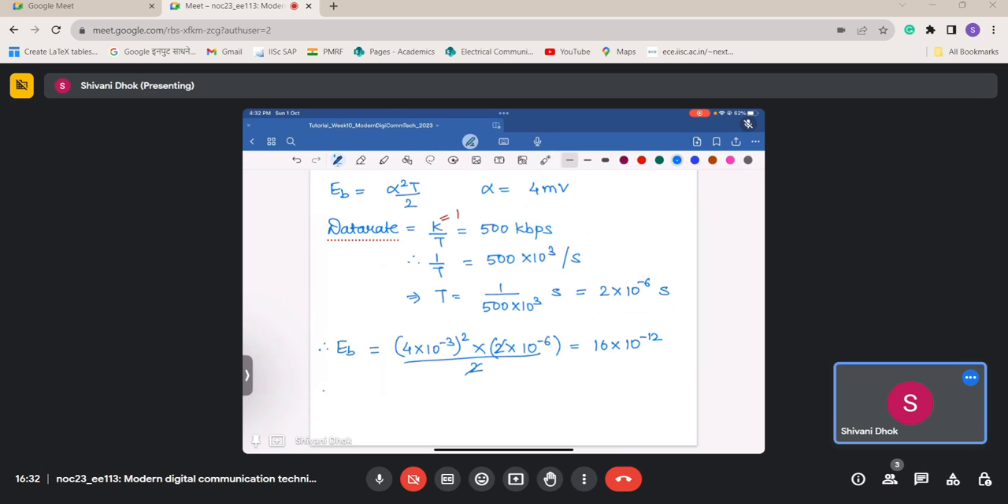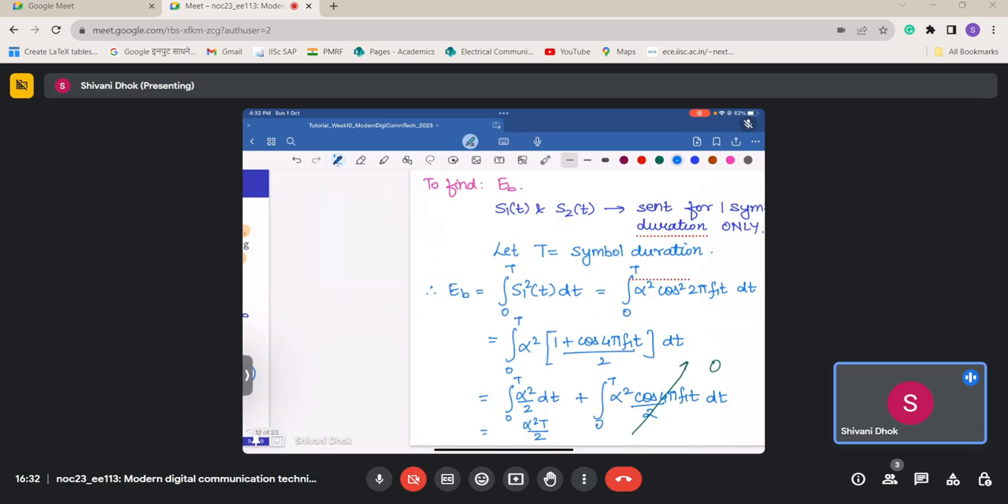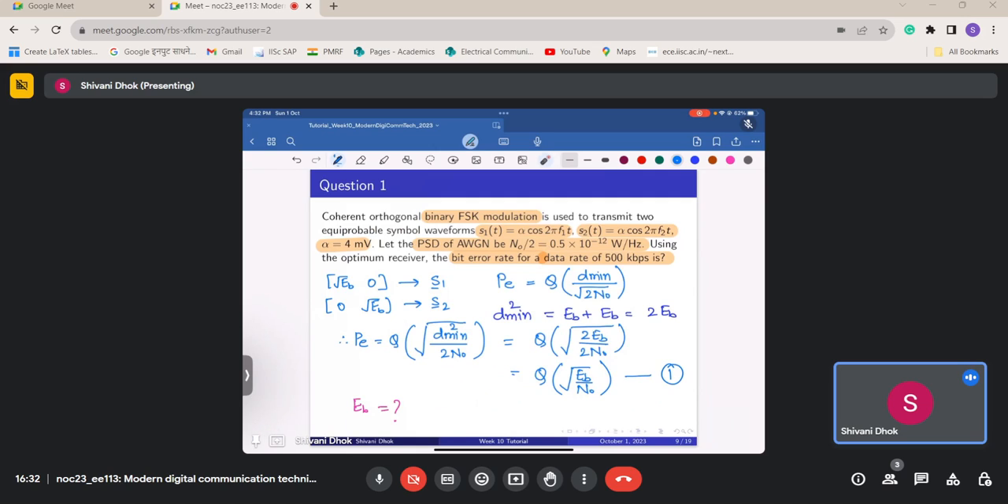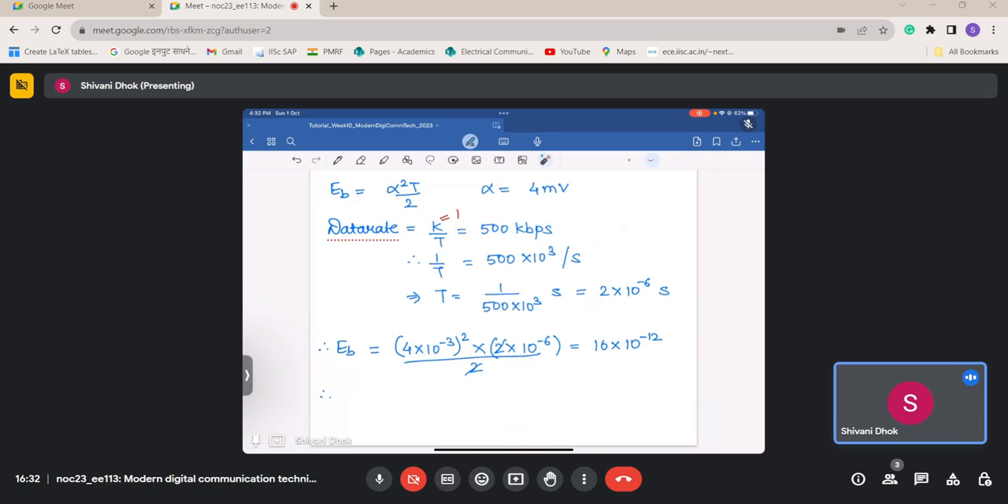So therefore, if we get back to what we have derived in our equation 1, this probability of error is Q function of under root Eb by N0. So let's substitute it here. From equation 1, probability of error is equal to Q function of under root Eb by N0, which is equal to Q function of under root of 16 into 10 raised to minus 12. This is the Eb that we have.